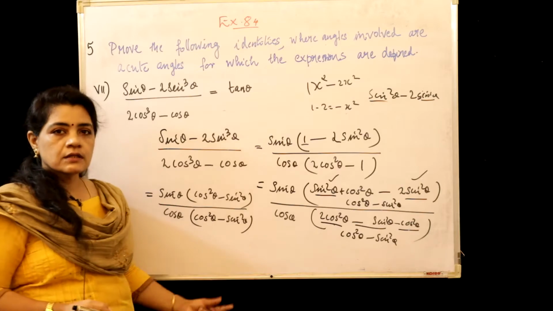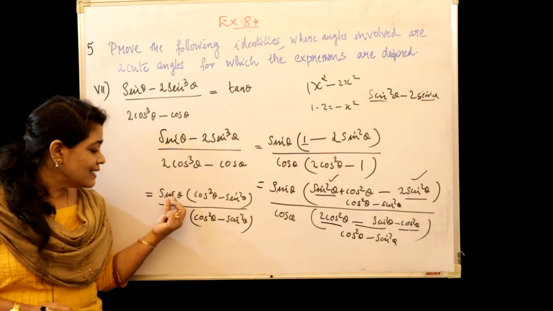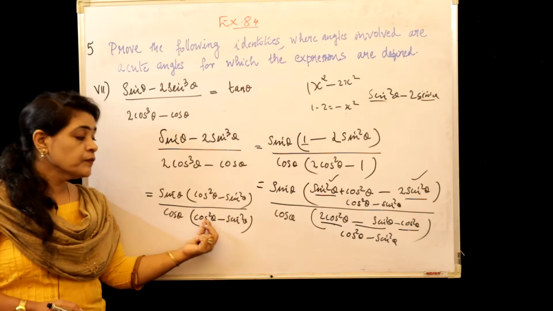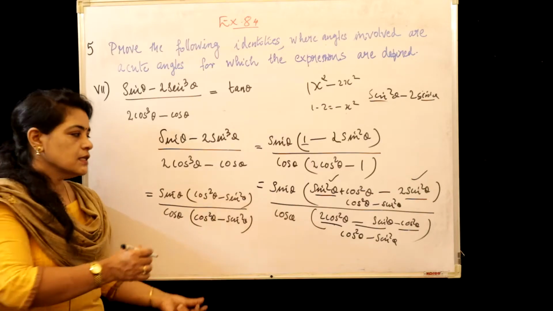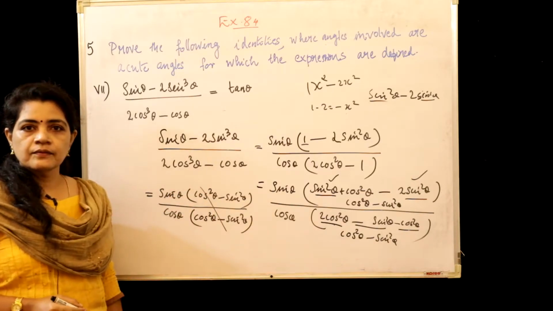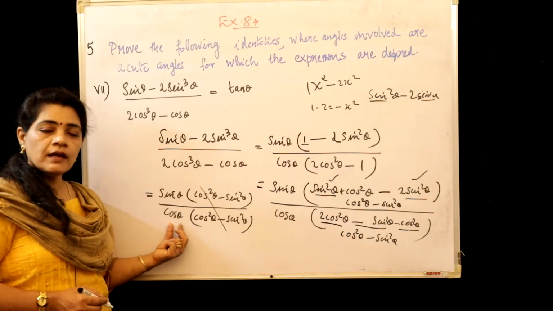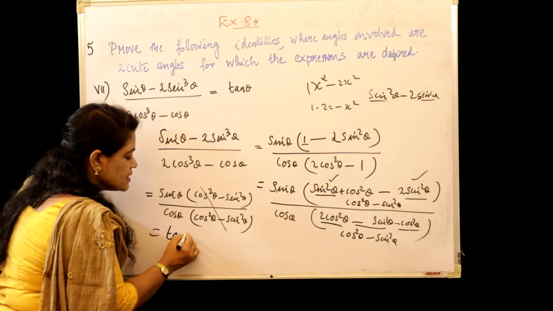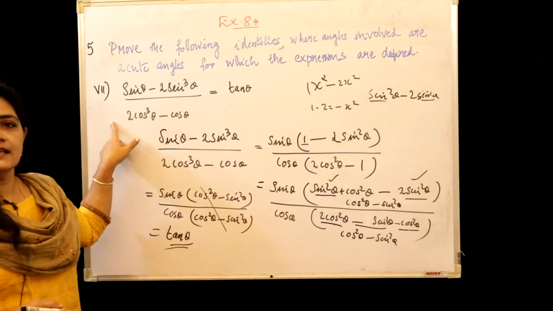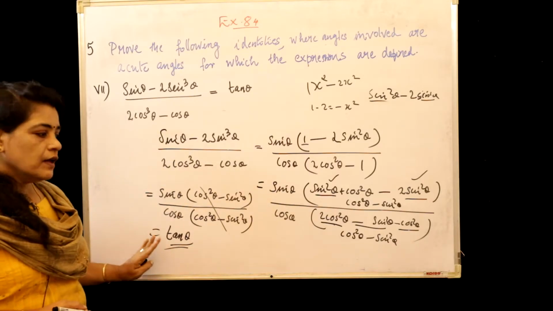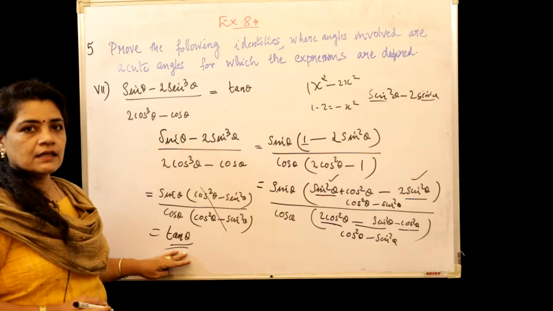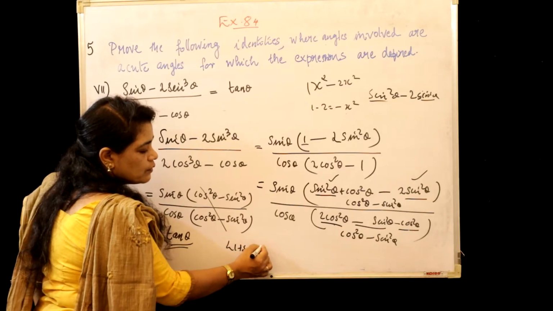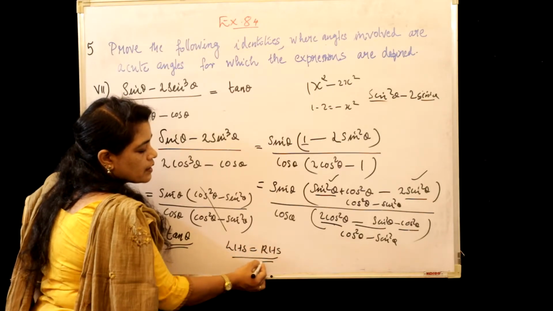Now you look into this new expression, that is sin theta into cos square theta minus sin square theta. Here also cos theta into cos square theta minus sin square theta, which means these two can be cancelled. Okay, so the remaining is sin theta by cos theta, which is tan theta. See the RHS? That means after taking this LHS, after simplification, we have proved that this is equal to tan theta and that is equal to the RHS. That means LHS after solving, we could easily show that that is equal to RHS.